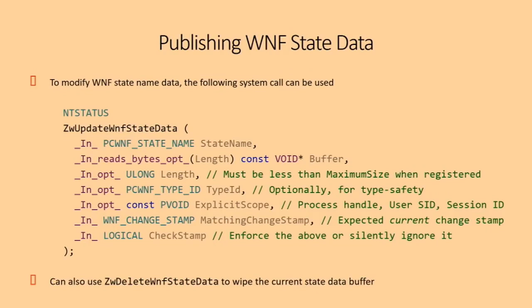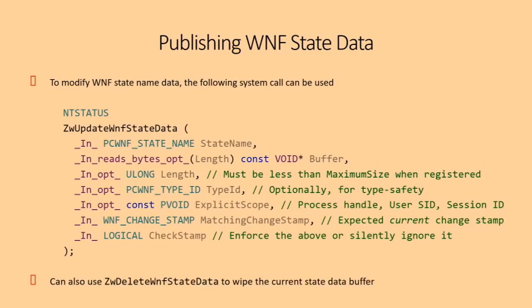So I can enforce that if someone else has already published something, then ignore what I'm saying. You can put a matching change stamp that says, I expect the data to currently be 40. If it's 41 or later, that means someone already did an update. Or you can say, I don't care if someone updated data, just go ahead and publish it. So that's what the change stamp concept is about. It's kind of like a sequence number that you can use to see if anyone's made a change or not.